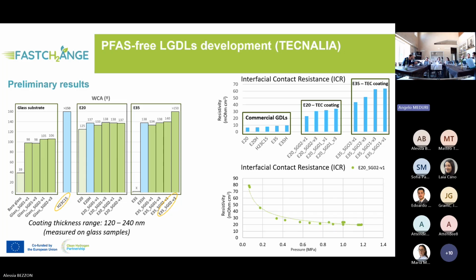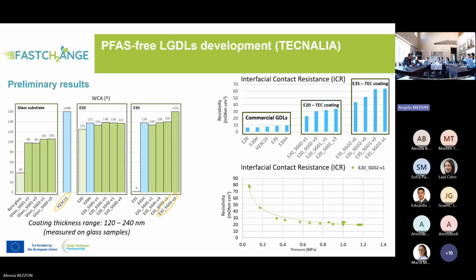I'm not showing here the same results, but we saw that the coating is nicely distributed on all the fibers without clogging the pores. However, because it is so nicely coated on the fibers, we see that the interfacial contact resistance is higher than in the benchmark. Here on the left, we see the commercial GDLs, with and without the Teflon, and then here one type of carbon paper with the Tecnalia coating, with 4 types of coating for different conditions, and we see that it increased.